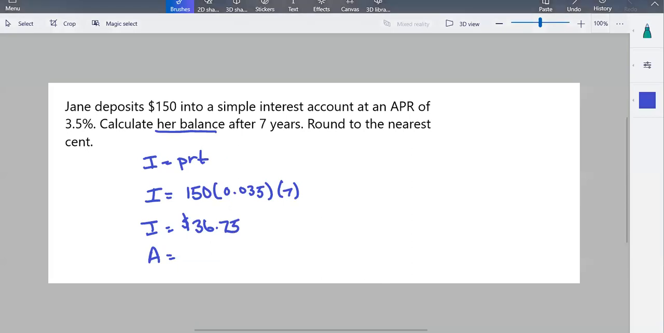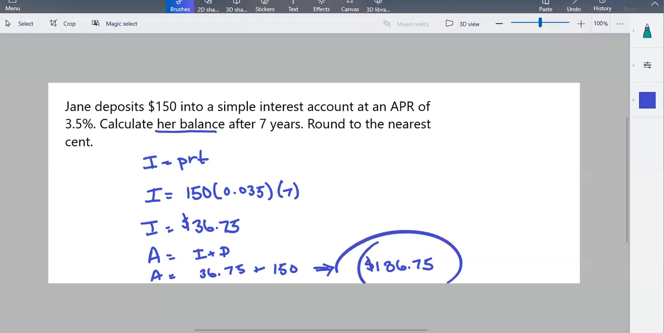So that's what we're going to do. A equals I plus P. Now we just solved for I. It was 36.75. And P, that was the amount she deposited, and that was 150. So if we want to find her total balance, we're just going to add those together, and we should get 186.75. So this is Jane's balance after 7 years with this given account.